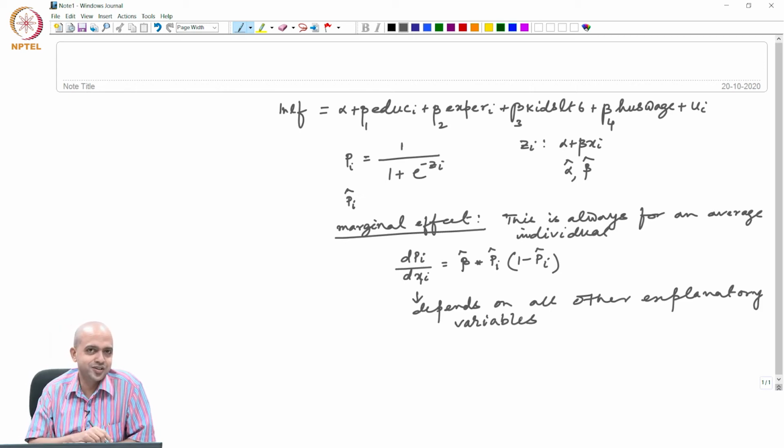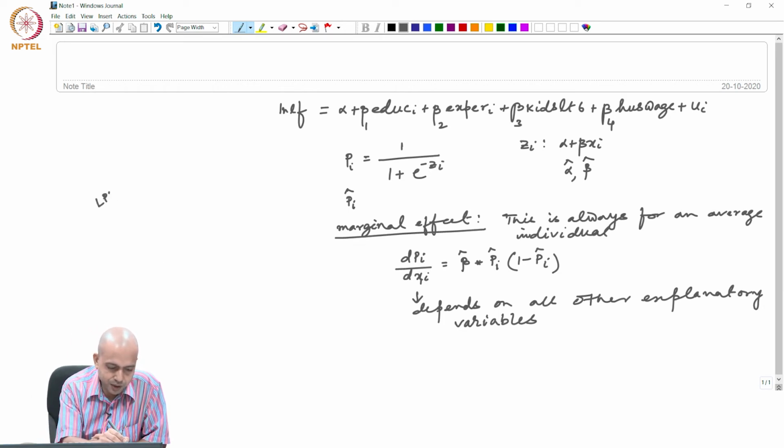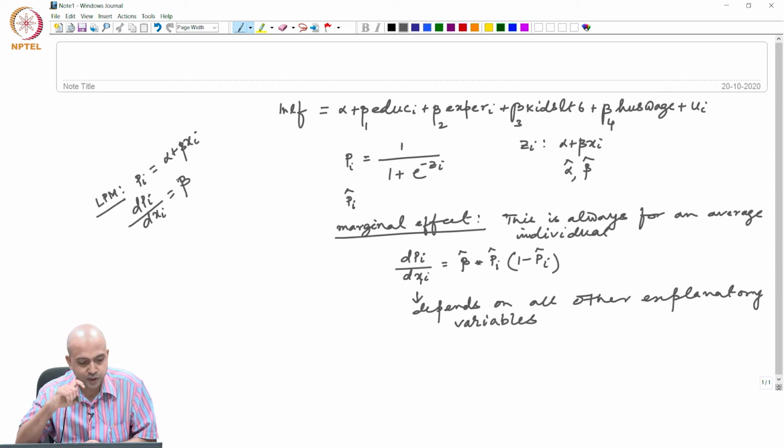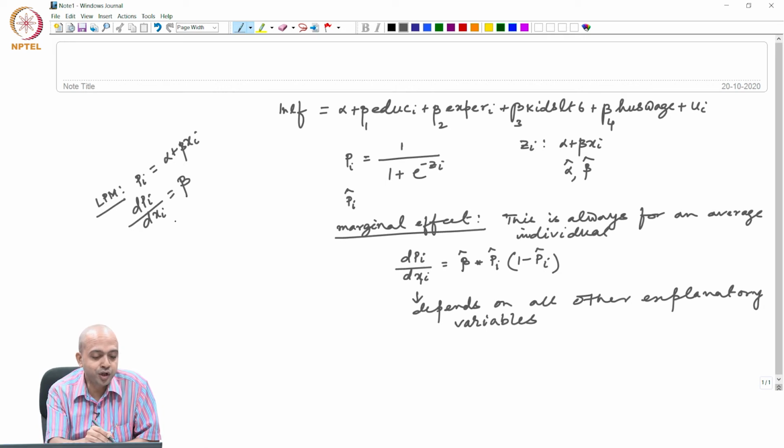okay, which is not the case in the linear probability model, because in the linear probability model, LPM, your Pi equals alpha plus beta xi. So, if you differentiate, it would be only beta. And what is beta? Beta is attached to only xi, but here it is Pi and Pi is based on all other explanatory variables. That is why in the linear probability model the marginal effect is calculated based on only that particular variable for which you are interested in calculating the marginal effect.